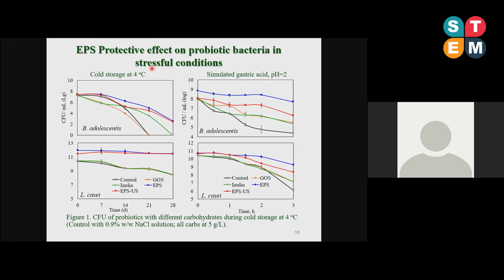So this one showed how EPS affect the bifidobacteria, or also the probiotic bacteria, including the lactobacillus bacteria, during cold storage at 4 degrees Celsius for a long period of time. This one is in simulated gastric acid, to simulate the gastrointestinal conditions at low pH, and how they affect the bacteria viability.